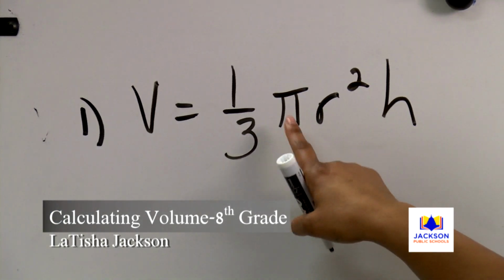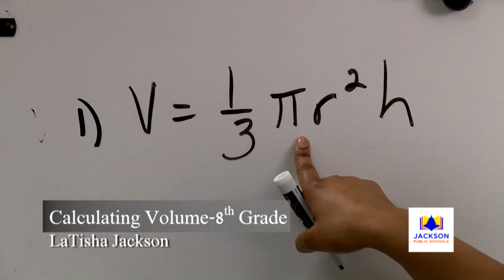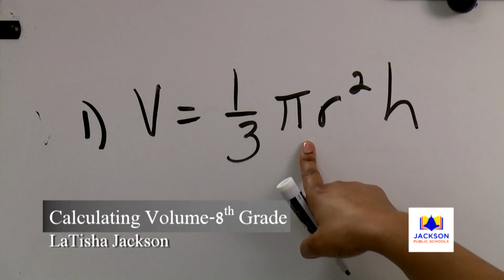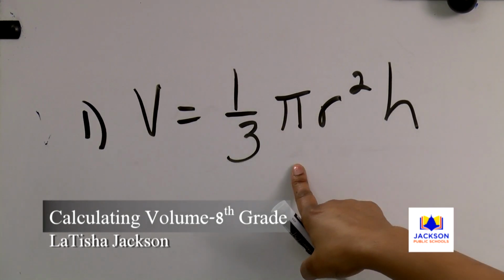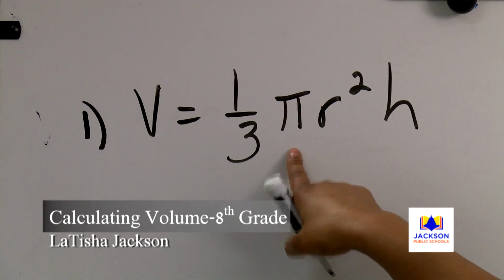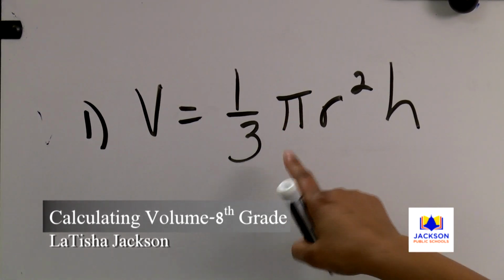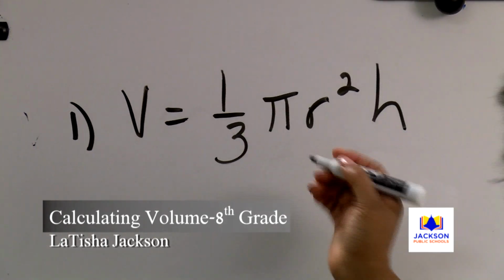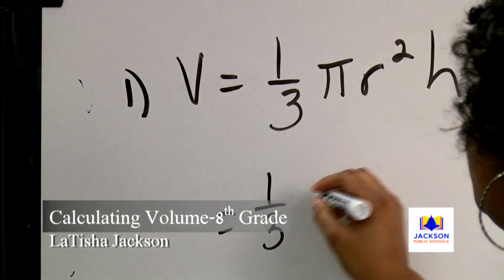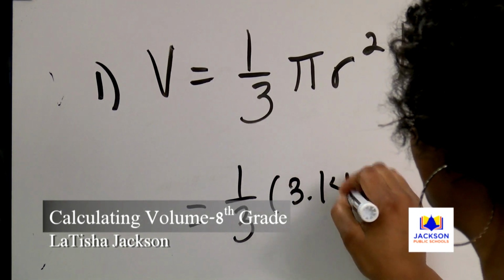And remember that symbol pi, we approximate it to be 3.14. It's approximated to be 3.14. It is not equal to 3.14 because all the 8th grade students know that that is an irrational number, and it goes on and on and never ends. Okay, so 1/3, and we'll use 3.14 as its approximation for pi.